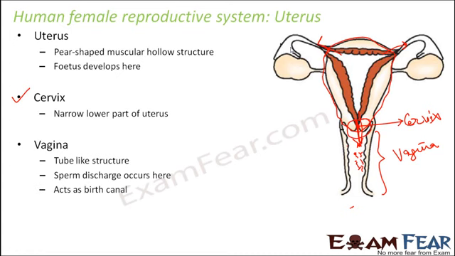This also acts as the birth canal. Why birth canal? Because the baby remains here for 9 months. When the baby needs to be delivered, the uterus muscles contract and the baby is pushed in the downward direction. The baby moves through this vaginal tube and is then brought out of the female's body through the vaginal opening. That is how the delivery of a baby takes place, and that is the reason why the vagina is called the birth canal.